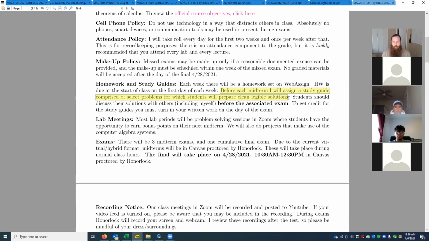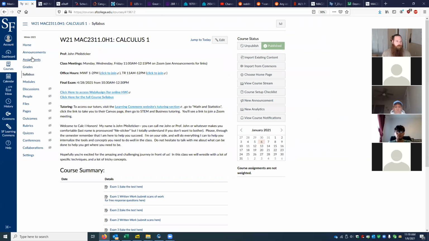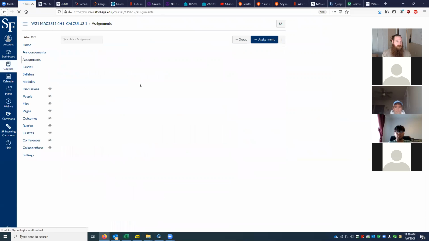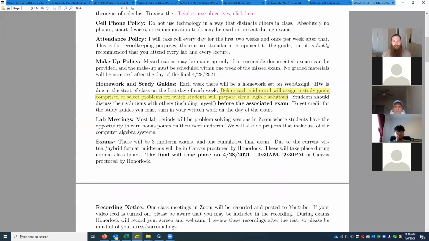But you need to get me legible, readable, clean scans of your work, and to get the grade for the study guide, you will submit that written work to the assignment in Canvas here titled Study Guide, right? So Study Guide 1, this is where you would submit the written work for the problems in the homework assignment titled Study Guide 1. So again, to get credit for the study guides, you have to submit the work. Ideally, you would submit that work before the test, right? You can submit it on the day of the test if you want to, but ideally you would submit it before then so I can look at the work and give you some feedback.